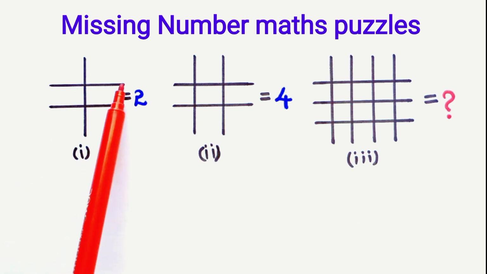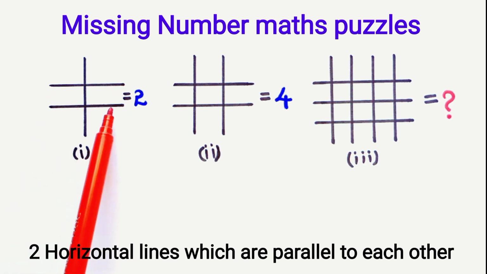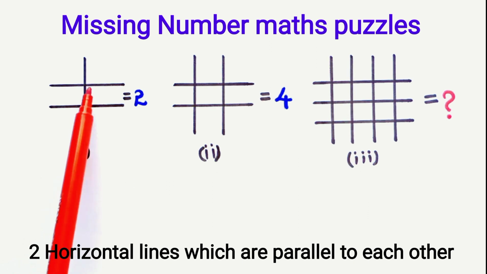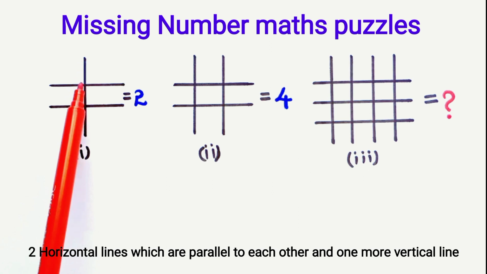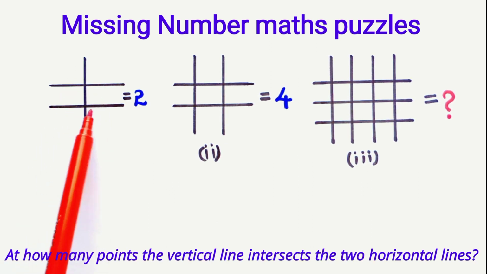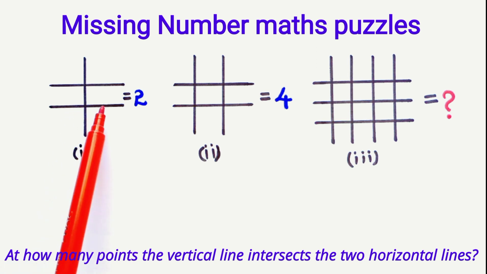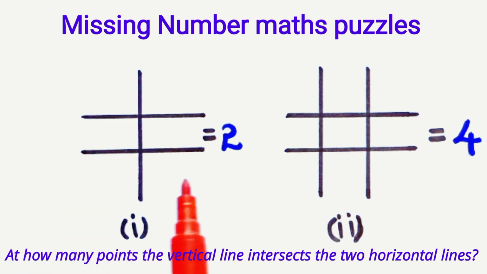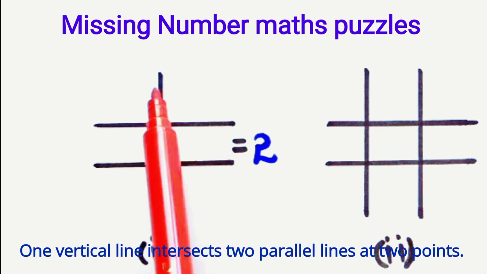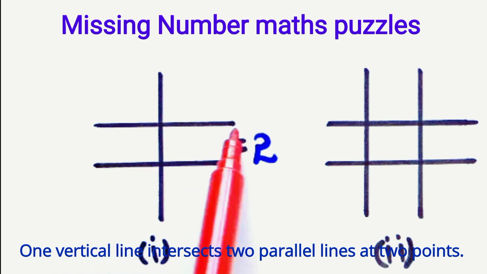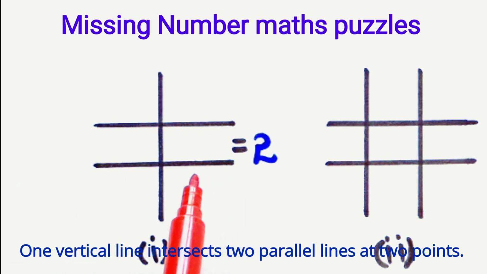In this figure 1, we have two horizontal lines. Two lines are parallel to each other. So there are two parallel lines and one more vertical line is intersecting these two parallel lines. So children, at how many points is this vertical line intersecting these two parallel lines? Have a close observation and tell me at how many points it will intersect. Yes, the vertical line is intersecting these two parallel lines at 2 points.